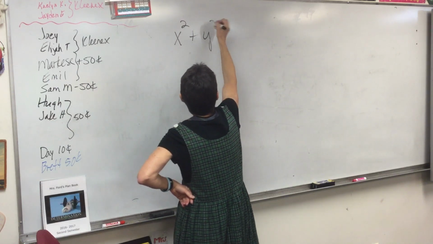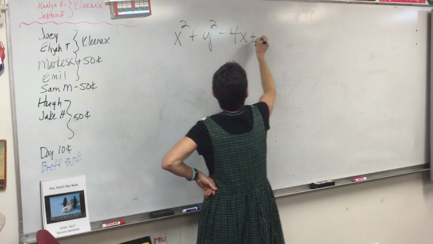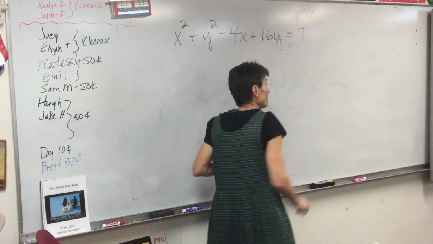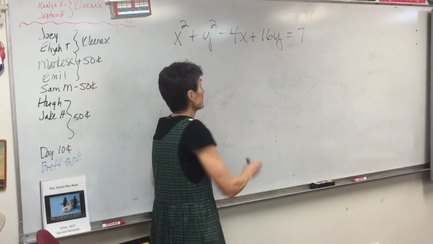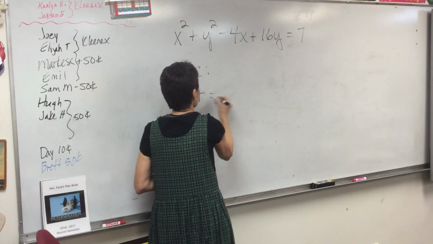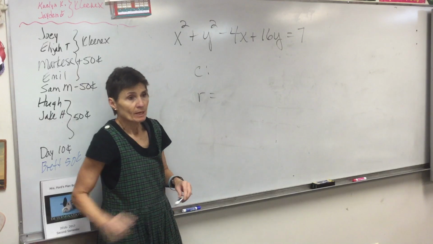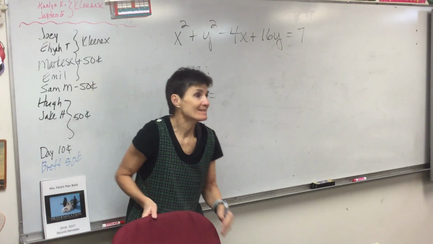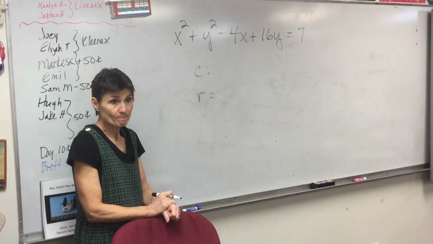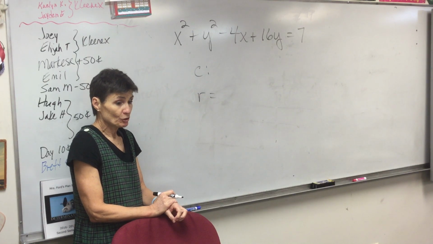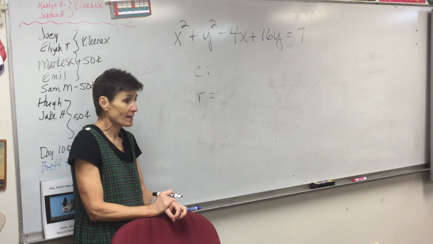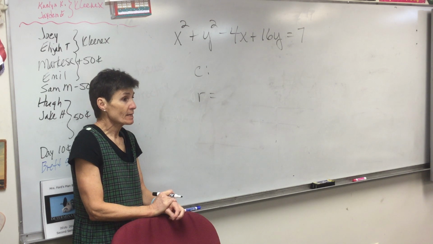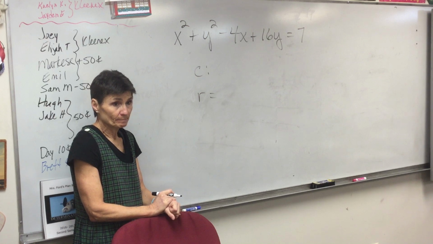It's going to look like this. And the directions are going to say, find the center and the radius. So obviously, this equation is not in standard form, so we are going to have to do our completing the square process, right? You remember that? So what's the first thing I want to do when I look at this problem?